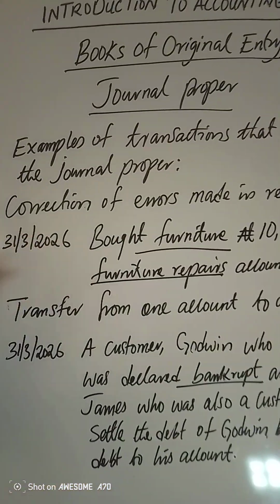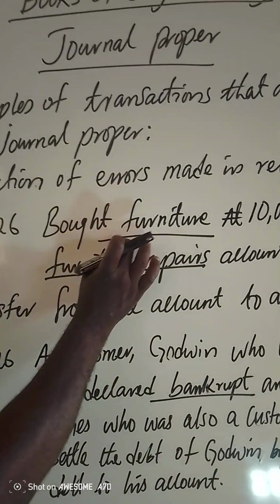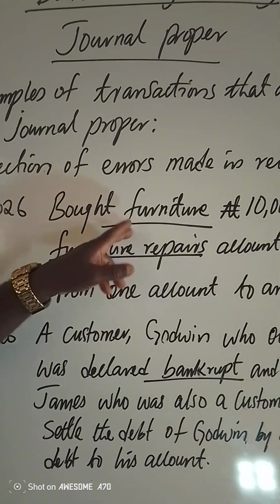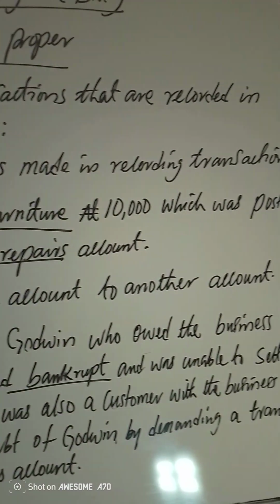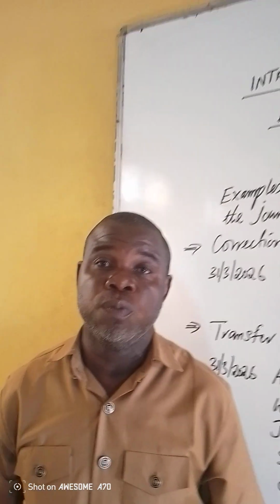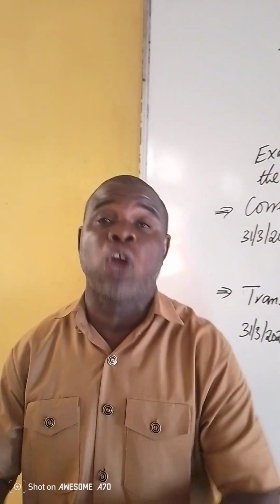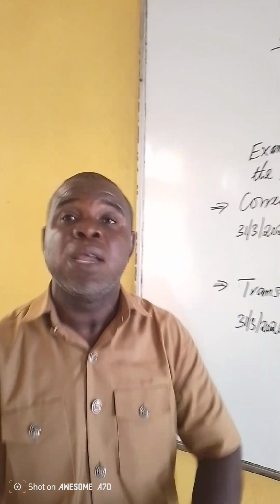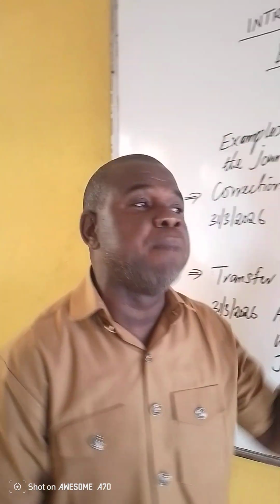So in this case, furniture is an asset, while furniture repair is an expense. If furniture is purchased and posted to an expense account, it becomes an error, and you need to correct it. How do you correct such an error? And mind you, correction of errors is a topic of its own, whereby we have many errors committed in accounting, including errors affecting the trial balance and errors not affecting the trial balance. I will do justice by treating them one after another in my videos.